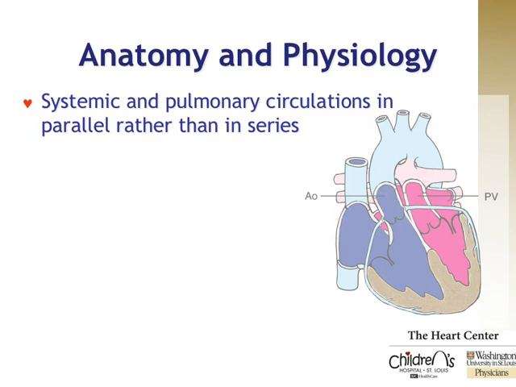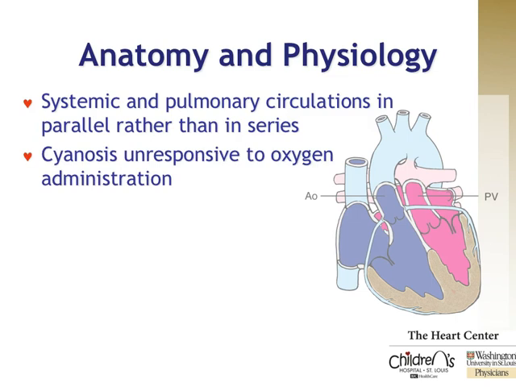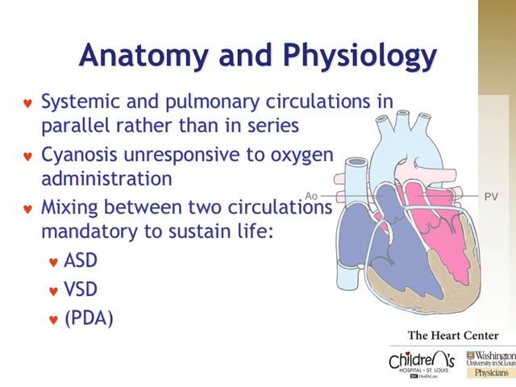Two circulations in parallel. This results in cyanosis that's unresponsive to oxygen administration. All the blood that's going to the lungs is getting adequately oxygenated. It's just not heading out to the body. So giving more oxygen won't improve systemic oxygenation significantly. There has to be mixing between those two circulations to sustain life. It's mandatory. And the typical levels that are required are either the atrial septum, the ventricular septum, or, I put in there parenthetically, a PDA.